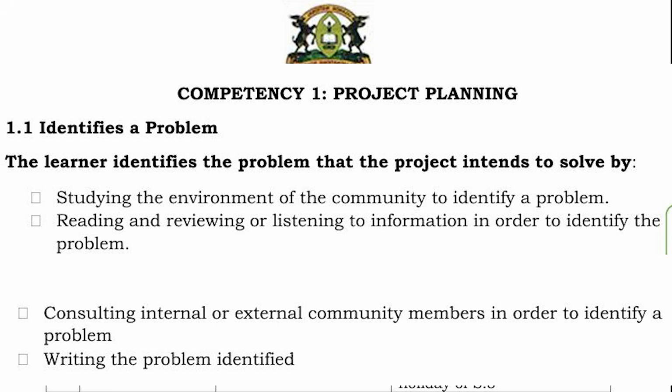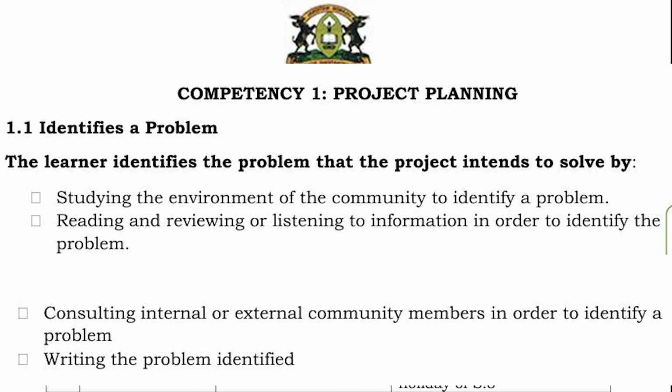And the problem statement is supposed to have, the student is expected to study the environment of the community. He is also expected to read, review, and listen to information. He is also expected to consult either internal or external community members. And finally, under problem statement, the last checkbox there is writing the problem identified. So I am going to give an example of how you can write a problem statement that has all these four components. That is, shows evidence that the student has studied the environment, he has also read, reviewed, or listened to information, he has consulted internal or external community members, and also has the problem statement written.